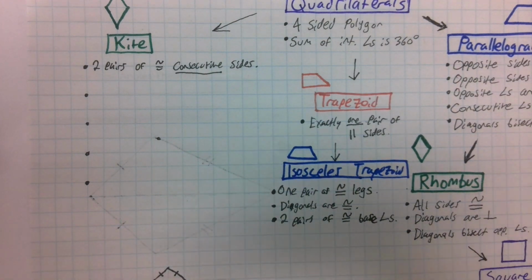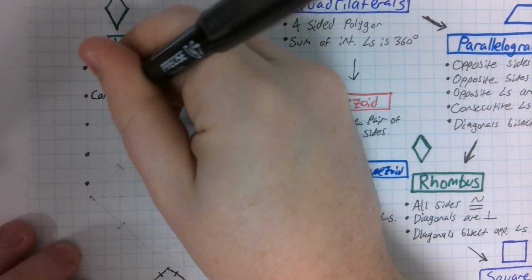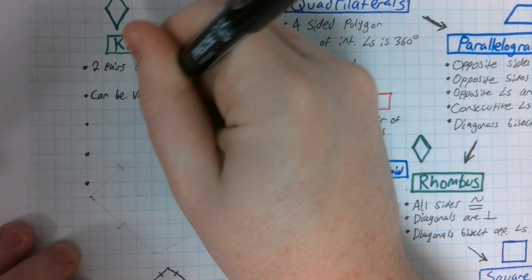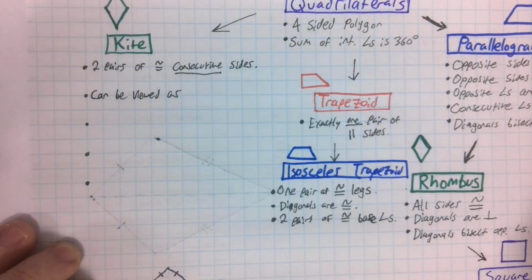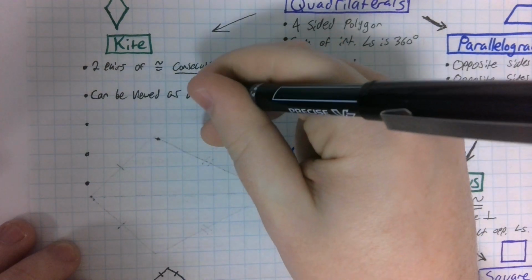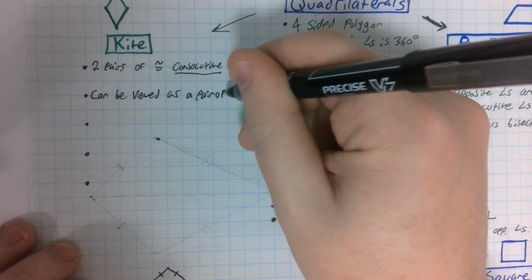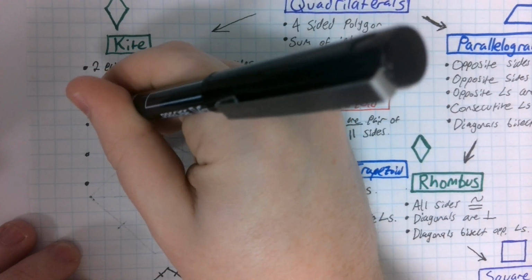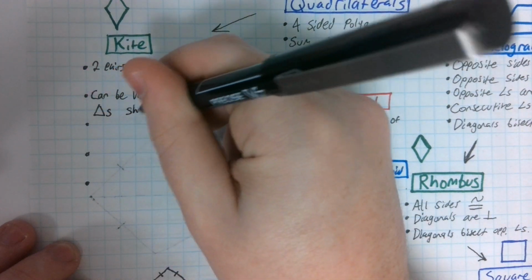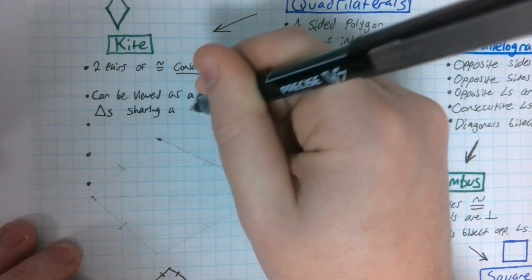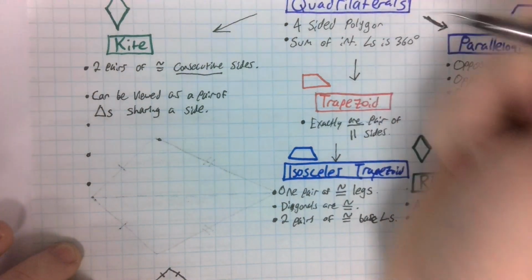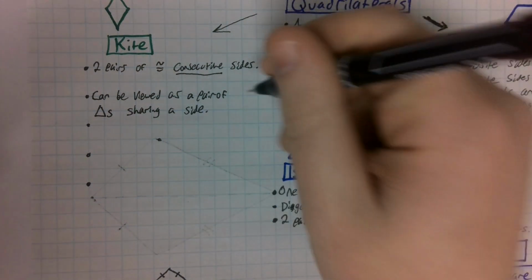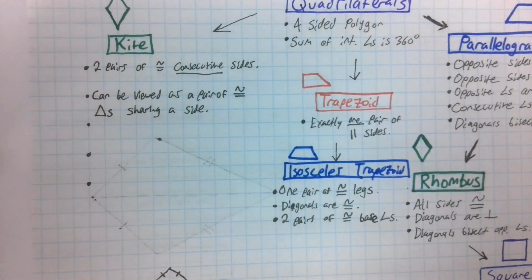So we can write that down as well. We can say that it can be viewed as a pair of triangles sharing a side. A pair of congruent triangles, more specifically.